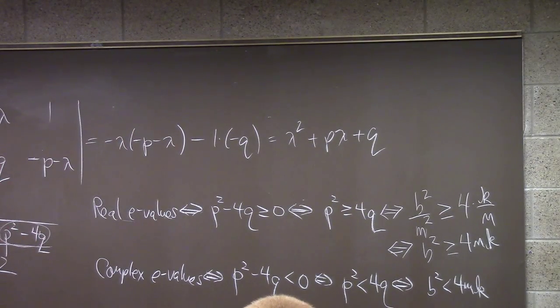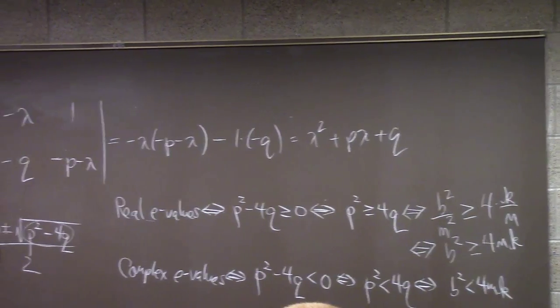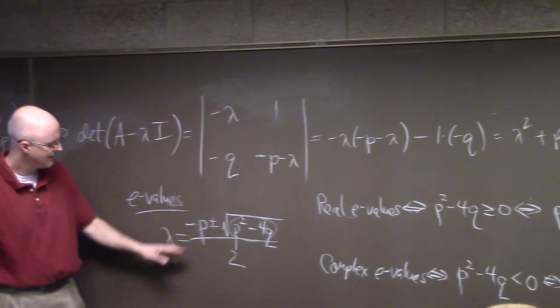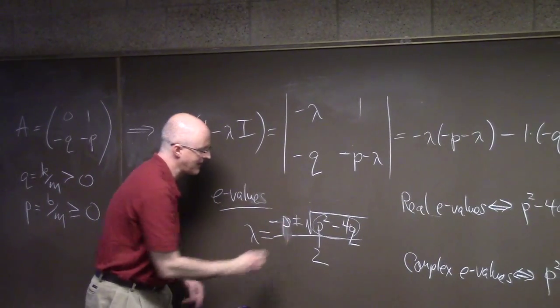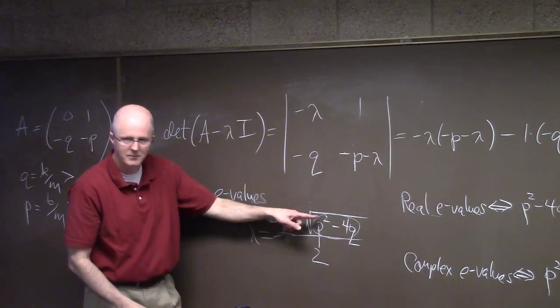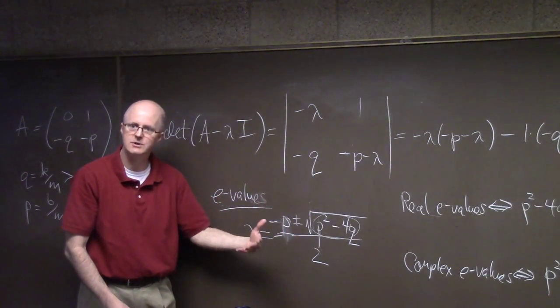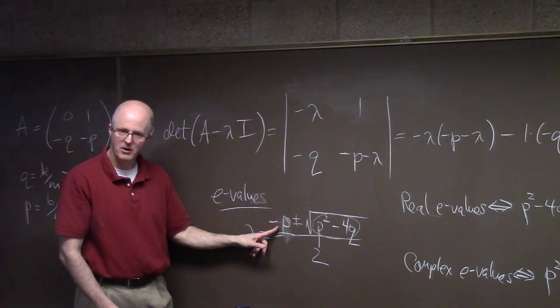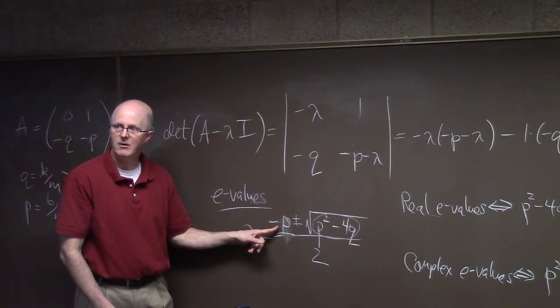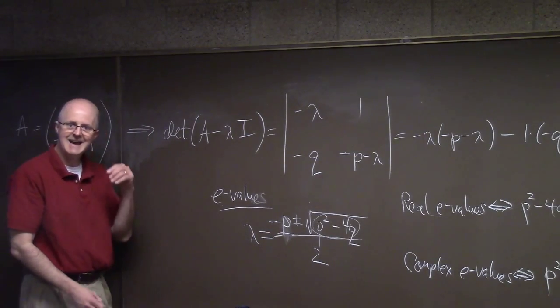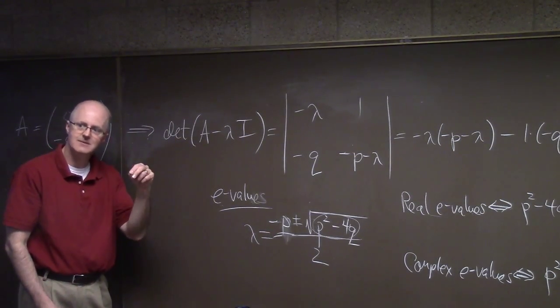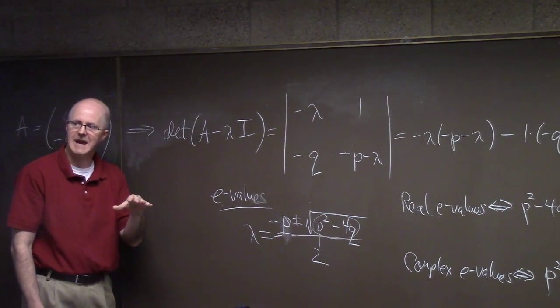Which is going to happen, for example, if p is 0, when you don't have any damping. In that case, your eigenvalues are going to be purely imaginary, because the p part will be 0, and this part will be the square root of a negative number over 2, meaning you'll get i times the square root of a positive number over 2. And again, the real part will be 0. In Euler's formula, you only need to worry about the i, e to the i times something part. There will be no exponential decay term in front.